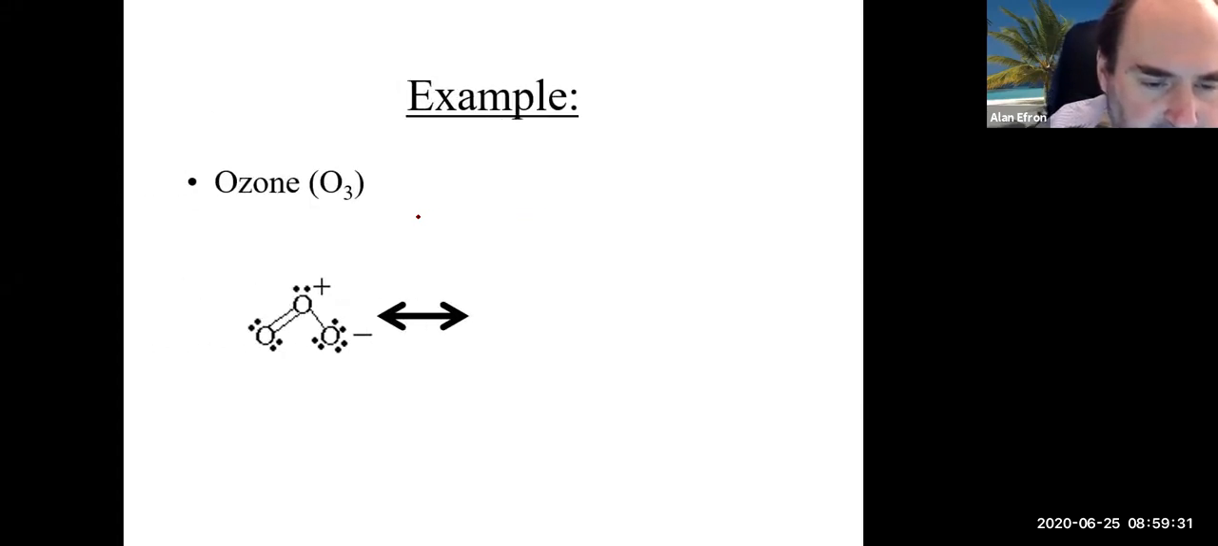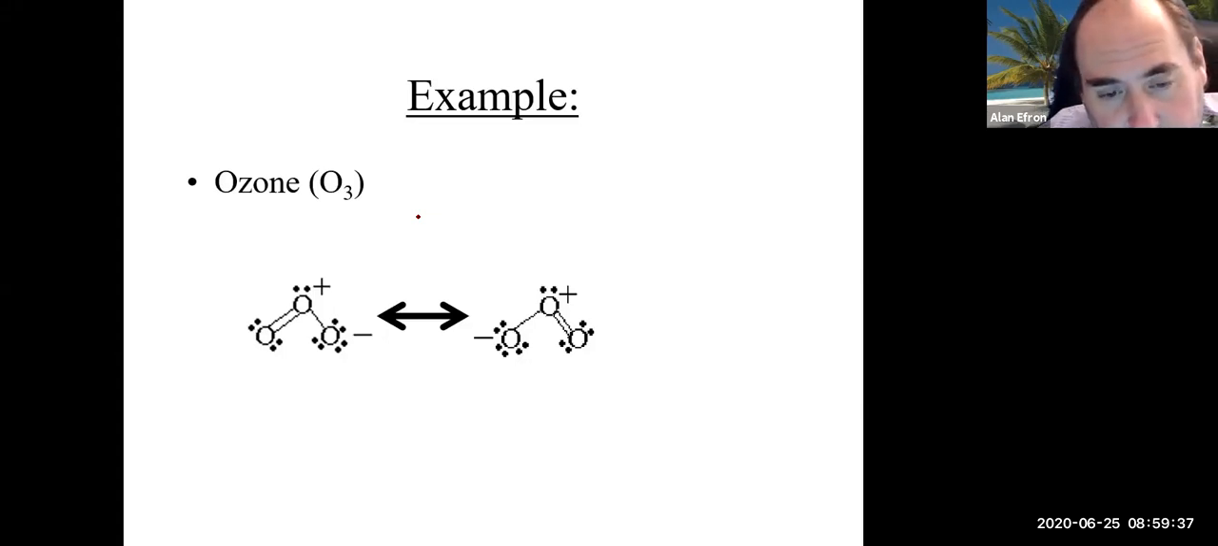So with ozone, as we saw earlier, you could double bond on the left, or you could double bond on the right. They're both equivalent structures to each other. If you were asked just to draw the Lewis structure for ozone, you don't necessarily have to draw all the possible resonance structures. You just need to draw one or the other. You would only need to draw resonance structures if they told you to draw all the possible resonance structures.